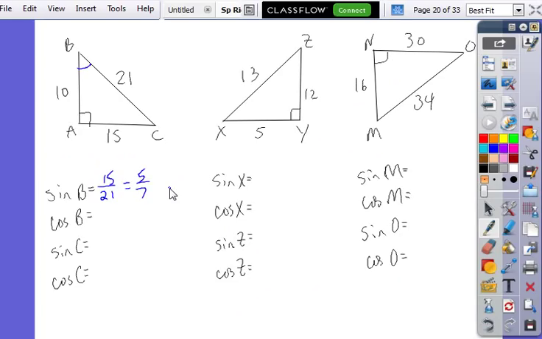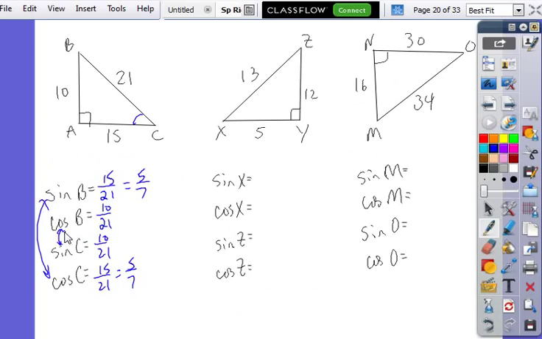Then I'm going to do cosine of B. What's the rule for cosine? Adjacent over hypotenuse. So that would be 10 over 21. Can't simplify, so I leave it. Then I'm going to go to C. So sine of C would be opposite over hypotenuse, which would be 10 over 21. And then cosine of C would be 15 over 21, which is 5 over 7. Remember, sine of B and cosine of C should match. The sine of one and the cosine of the other. And then those two should match.